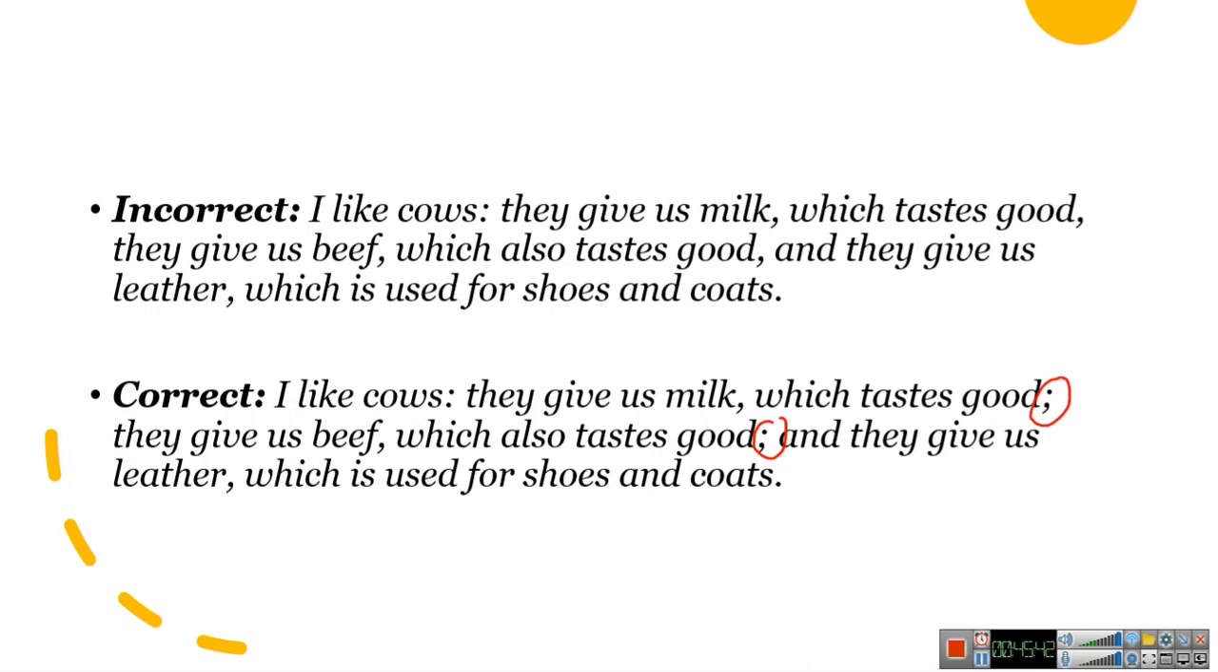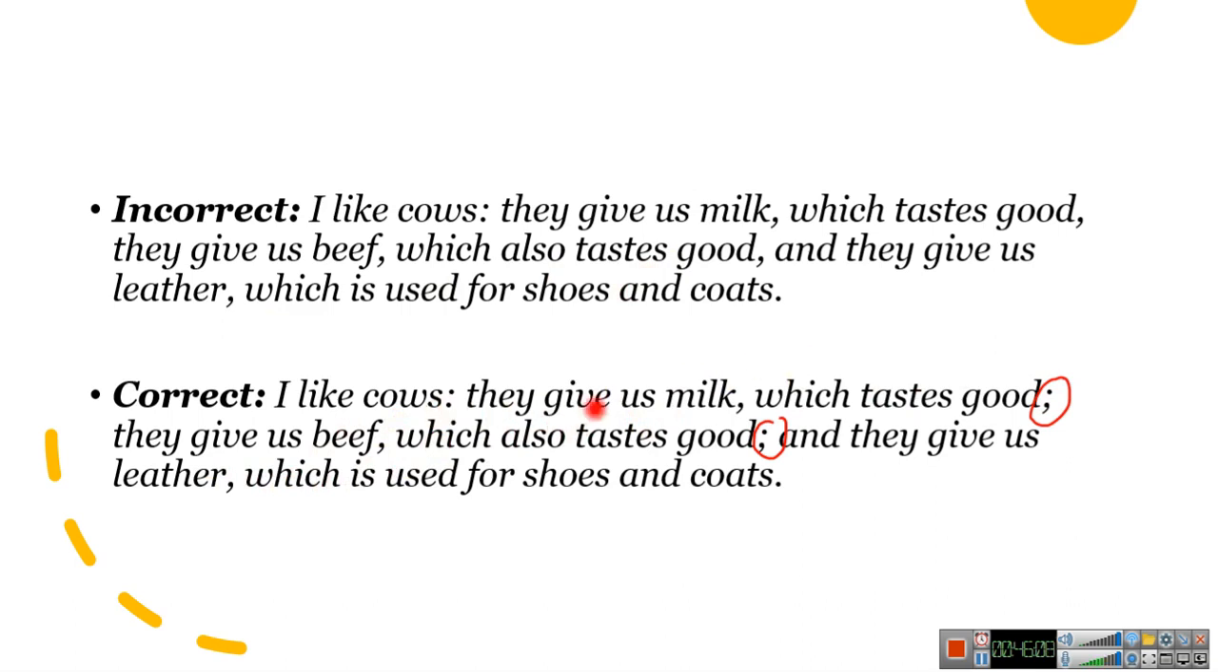Because you have a list, but every item is described. Perfect. You need to use a semicolon in each sentence or clause. So I have a list, very well said, and each of the items gives us some kind of information. So it's not just milk, leather, beef.